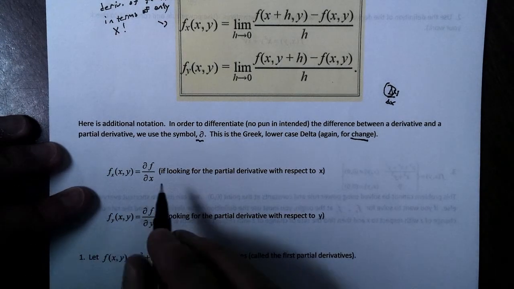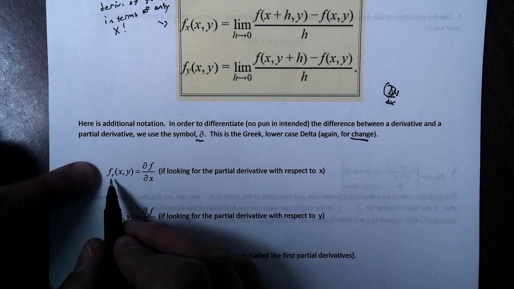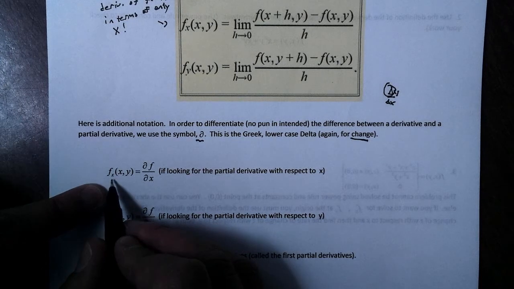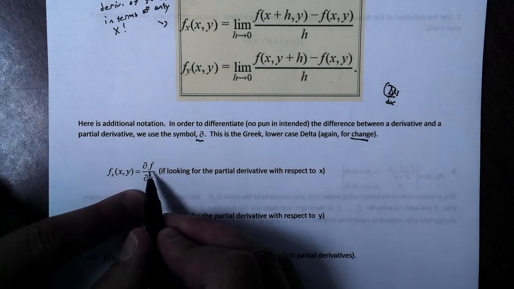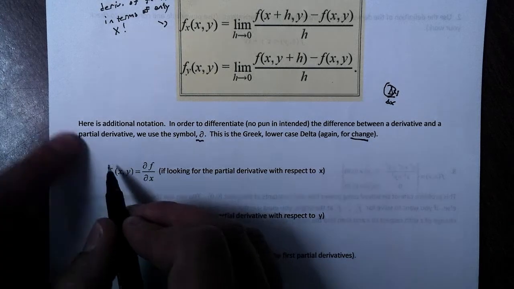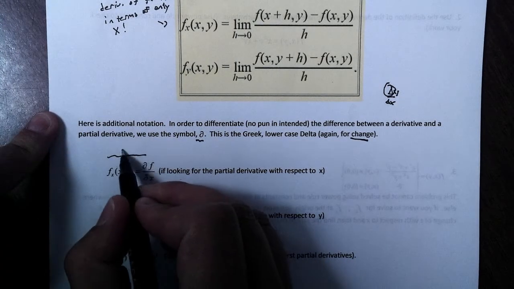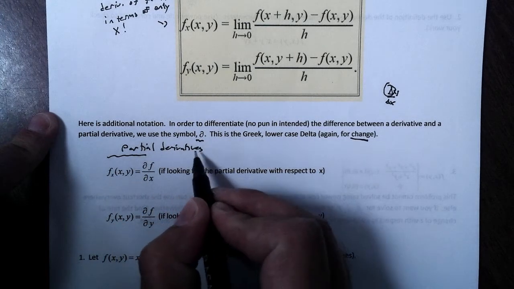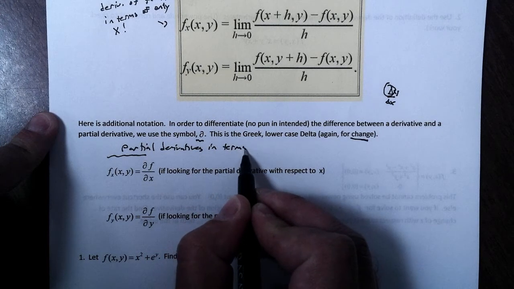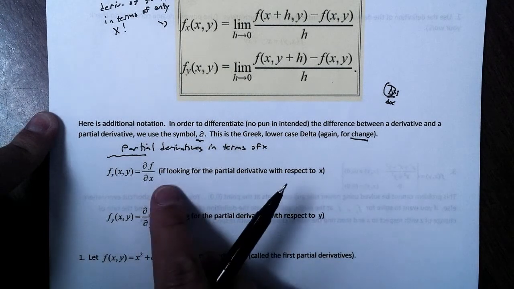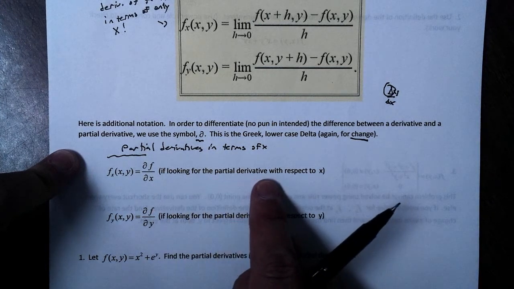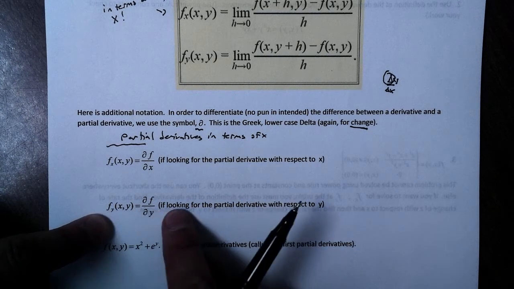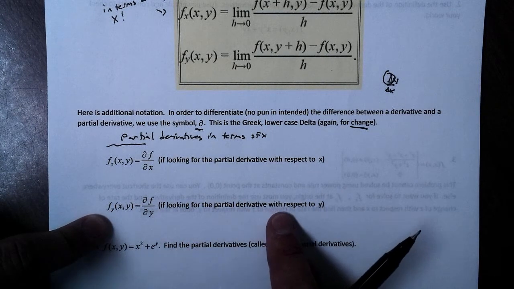So if we have the first one, this is the partial derivative of the function with respect to x. And this is also saying the partial derivative of our function with respect to x. That's what these both mean: the partial derivatives in terms of x. In other words, we are looking for the partial derivative with respect to x. And we can do the partial of f with respect to y, or f sub y, if we're looking for the partial derivatives with respect to y.